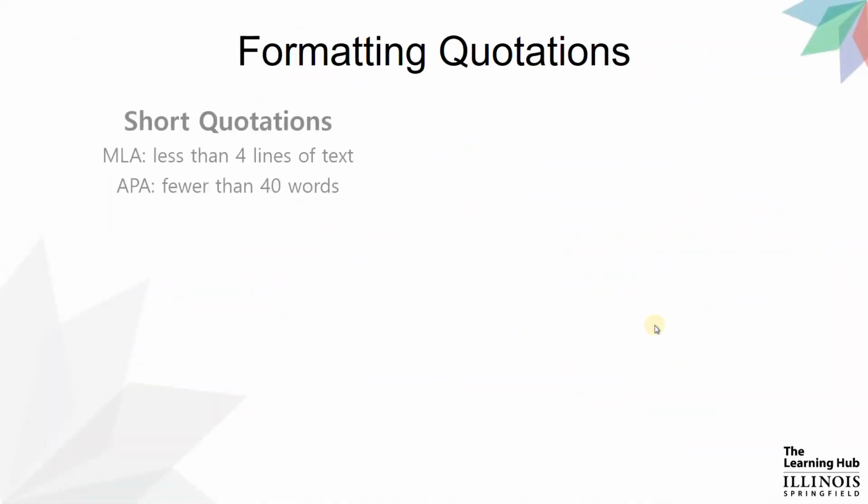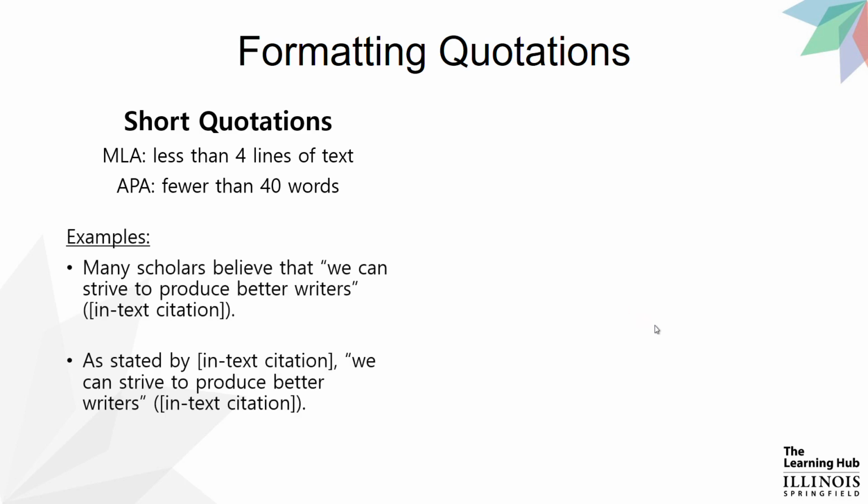So what that looks like generally, again, MLA, less than 4 lines, APA, fewer than 40 words for a short quotation. Here you can see generally what that looks like. So in the first one, we have an example of where everything would go in the end parentheses. We're going to talk about this in a little bit, but you can see the quote is integrated in with the sentence, and it isn't given any special formatting, it just is part of the sentence.